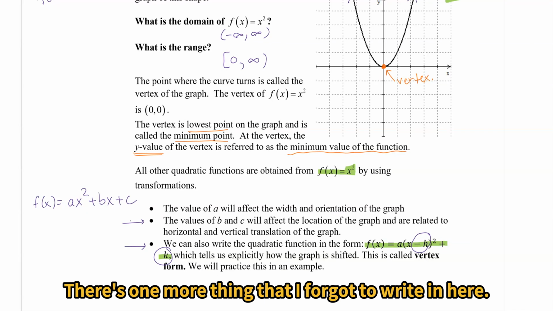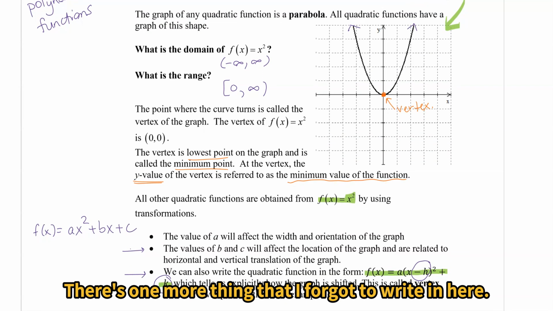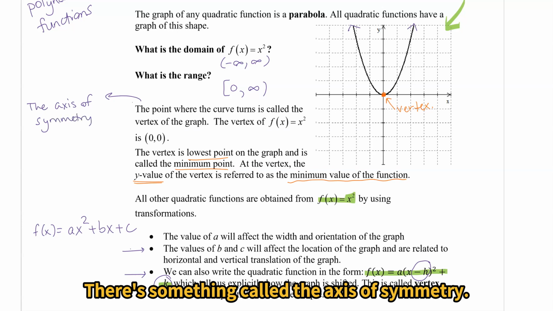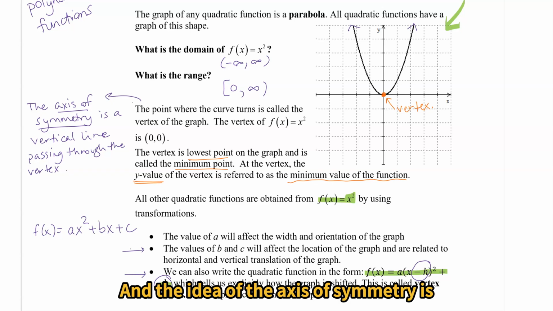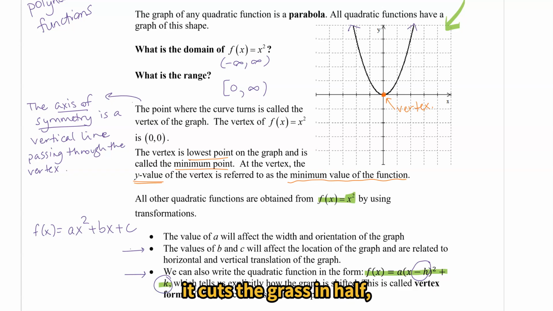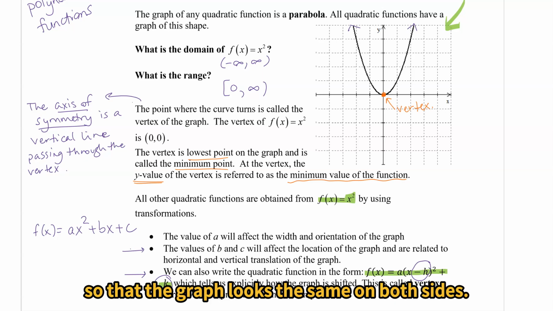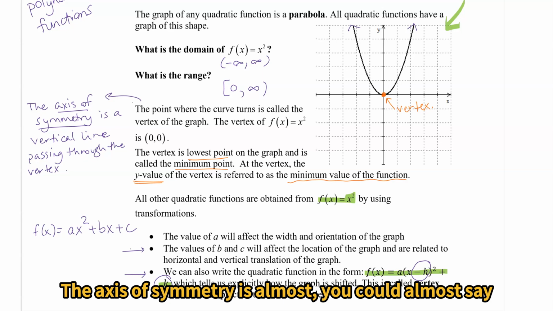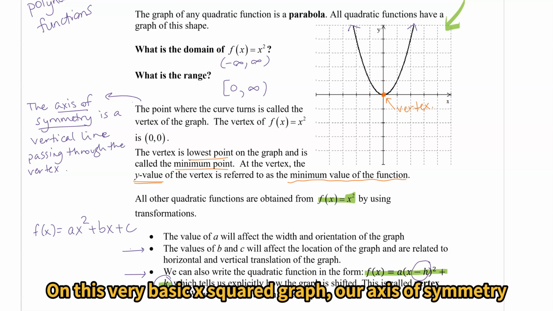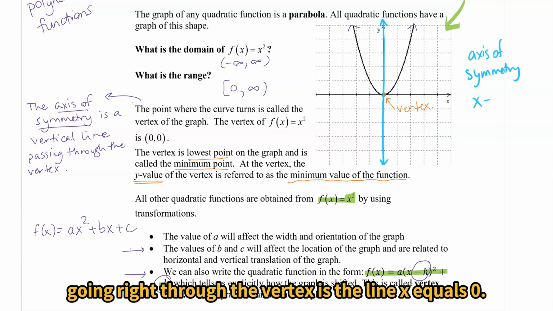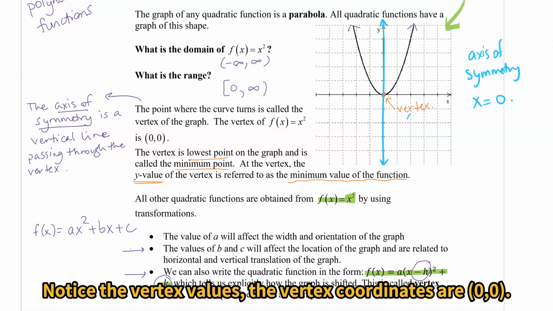And there's one more thing that I forgot to write in here. There's something called the axis of symmetry. The axis of symmetry is a vertical line passing through the vertex. And the idea with the axis of symmetry is it cuts the graph in half so that the graph looks the same on both sides. You could almost say it's a mirror reflecting the graph across itself. And so on this very basic x squared graph, our axis of symmetry going right through the vertex is the line x equals 0. Notice the vertex coordinates are 0, 0.